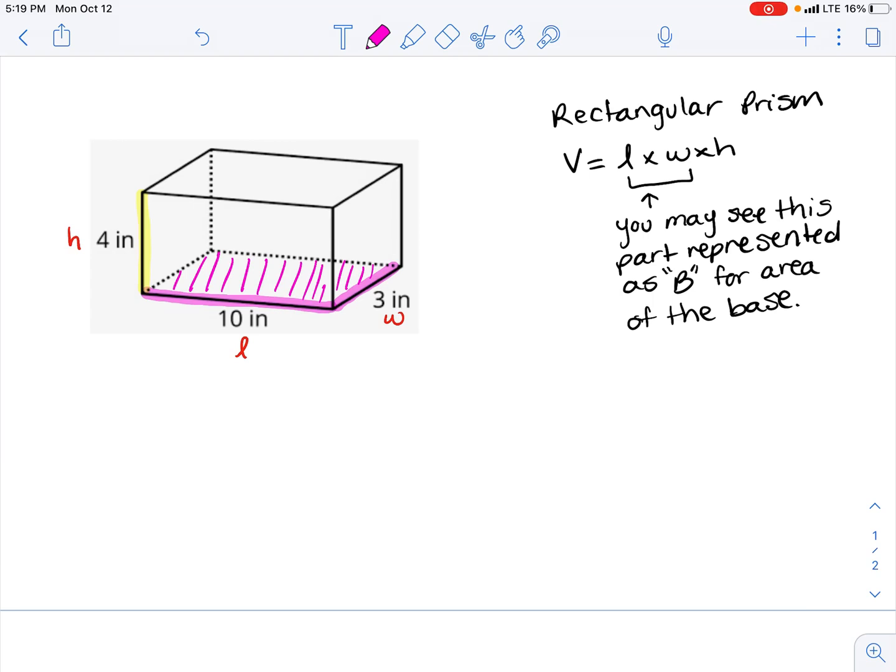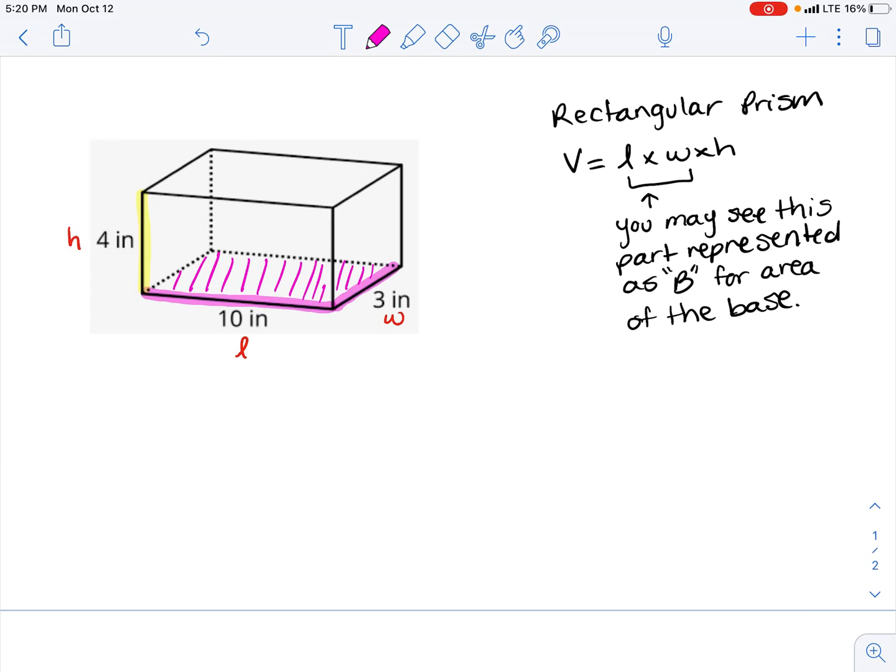So that fancy L is for length, the W is for width, and the H is for height. Again, I'm telling you that instead of length times width, you may see a big B, which means the area of the base. In this case, the base of our prism is a rectangle, and that's why I'm saying it's length times width times height, instead of using the big B.